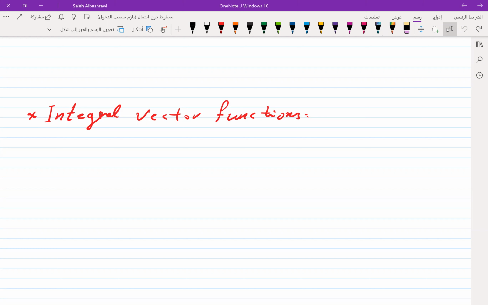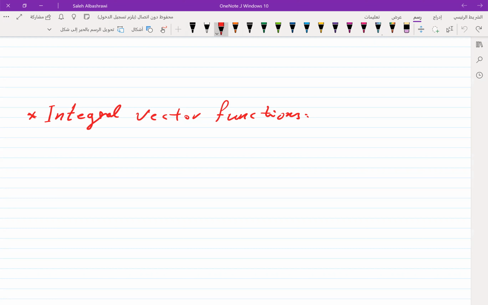Today we are going to speak about the integral of vector functions. Before, we discussed the limit, continuity, and the derivative of the vector function. And we said that the limit, the continuity, or the derivative of a vector function is just to find the continuity or derivative for each component of the vector function.